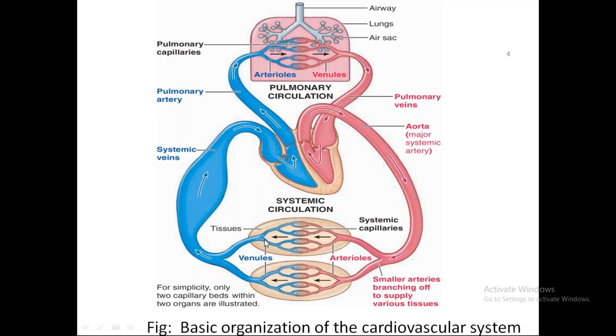When venules leave the organ, they rejoin to form small veins. Then the small veins return blood back to the heart. You have already known that from the right side of the heart, blood passes through the pulmonary artery into the pulmonary circulation and the blood becomes oxygenated. Then oxygenated blood returns back to the left side of the heart through the pulmonary veins.